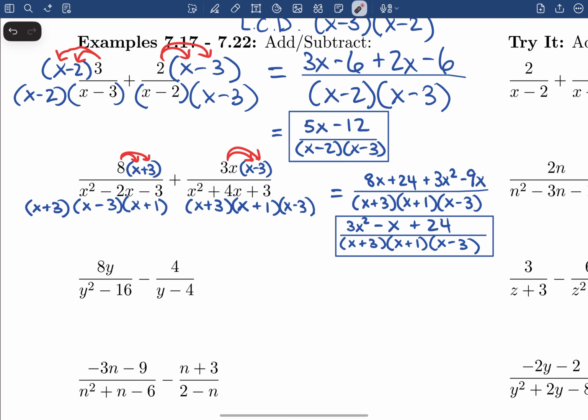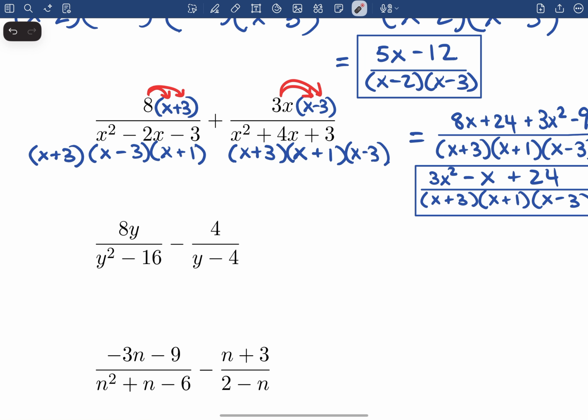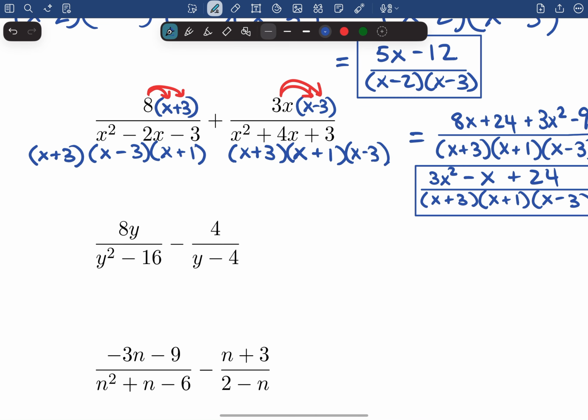So here I see 8y divided by y squared minus 16, and then a minus 4 divided by y minus 4. I suggest you factor whatever you can in the denominators immediately. So when I see y squared minus 16, I see the difference of squares, right? The difference of squares, because 16 is 4 squared, and so I write the factored version of the difference of squares.